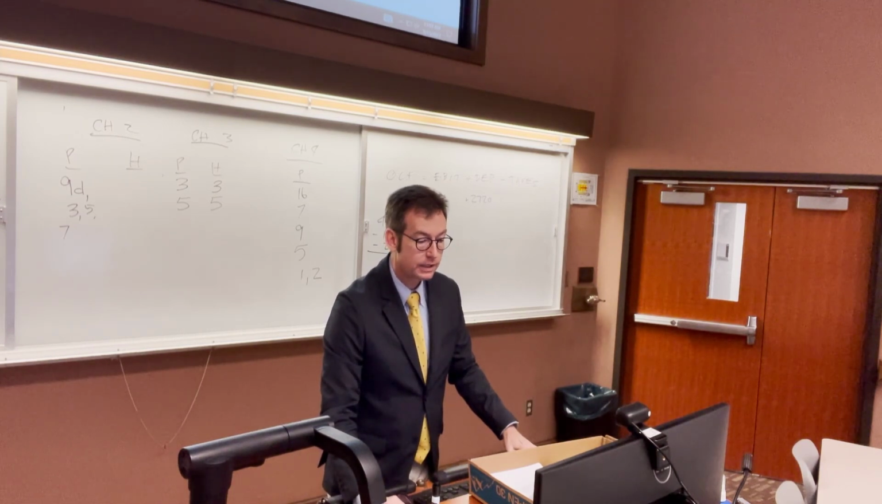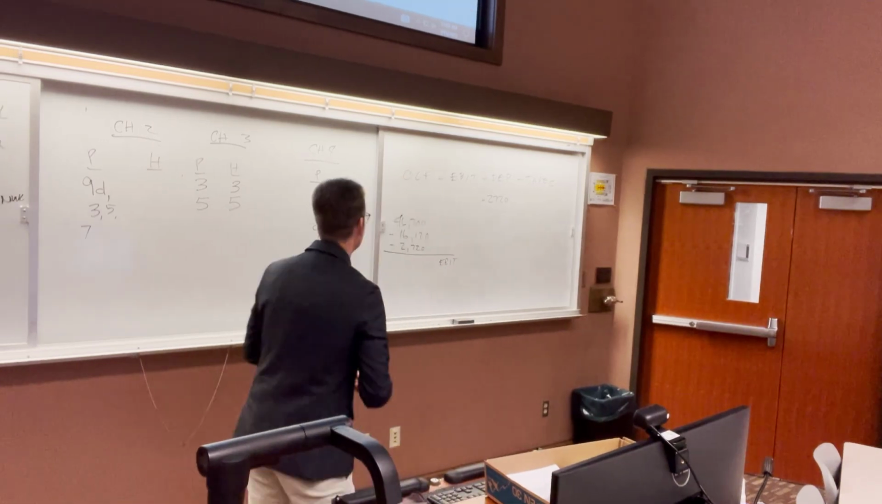Let's see if their number is right. I can see their answer below. 46,700 minus 16,120 minus 2,720 equals, so I'm getting 27,860, just as they did.